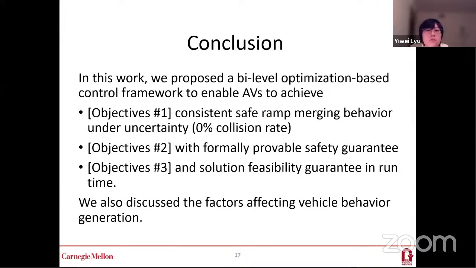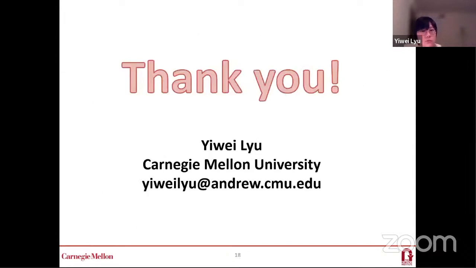So in conclusion, we propose a bi-level optimization control framework to enable autonomous vehicles to achieve consistent, safe ramp merging behavior under uncertainty, with formally provable safety guarantee and solution feasibility guarantee at runtime. We also discuss the factors affecting the ego vehicle's behavior generation. With that, I would like to conclude here, and we'll be happy to take any questions later.